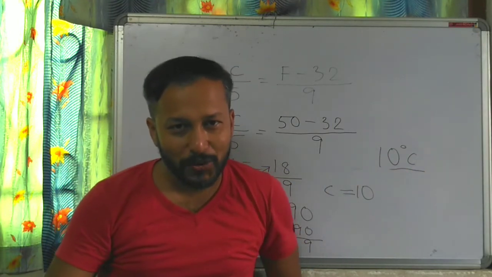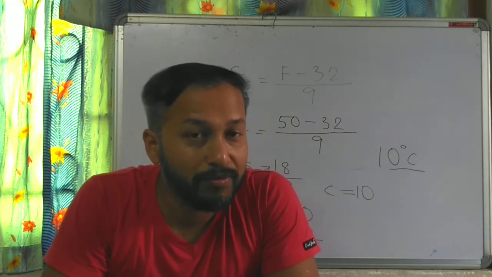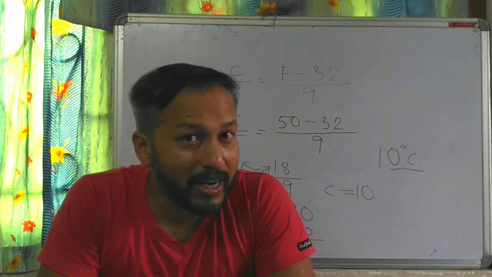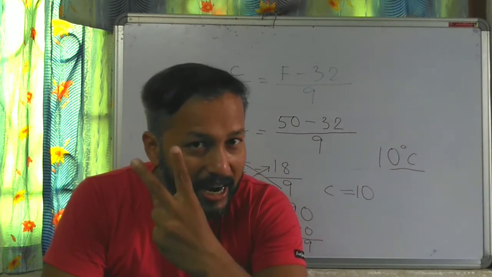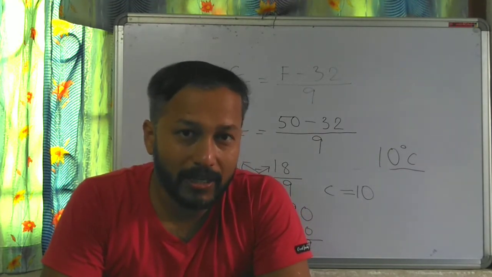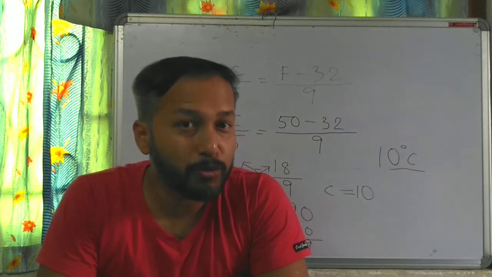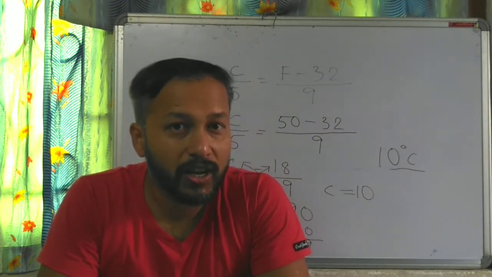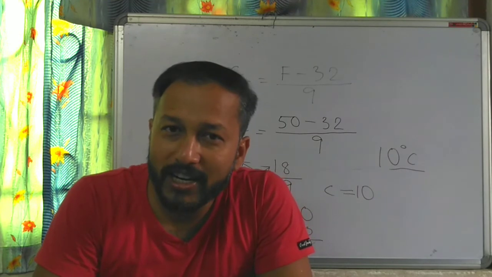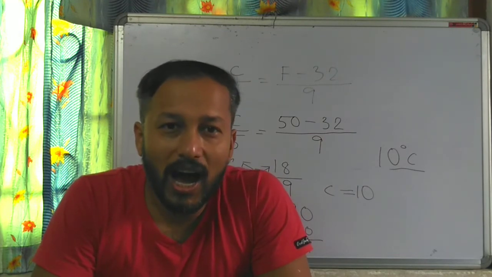Understood? So what did we discuss today? We discussed the thermometer. What is a thermometer? The instrument by which we measure the temperature of an object. Fine. How many types of thermometer did I tell you? Celsius, Fahrenheit and Kelvin. Then we saw their lower limit and upper limit, which we call lower fixed point and upper fixed point. Lower fixed point means the temperature at which ice melts. That is called lower fixed point. What is upper fixed point? The temperature at which water boils is called upper fixed point.